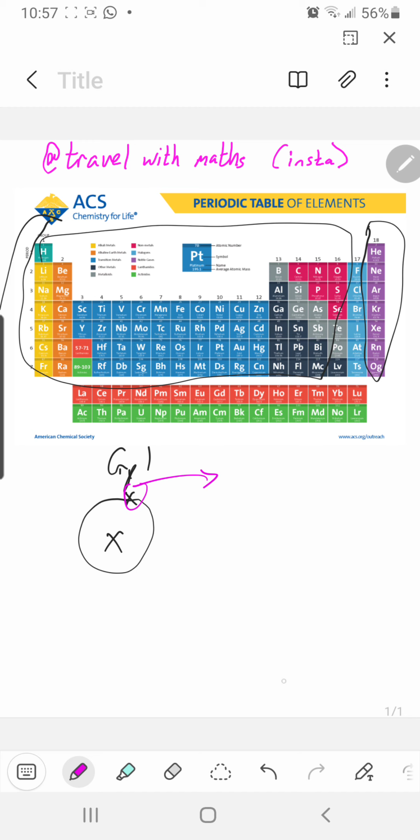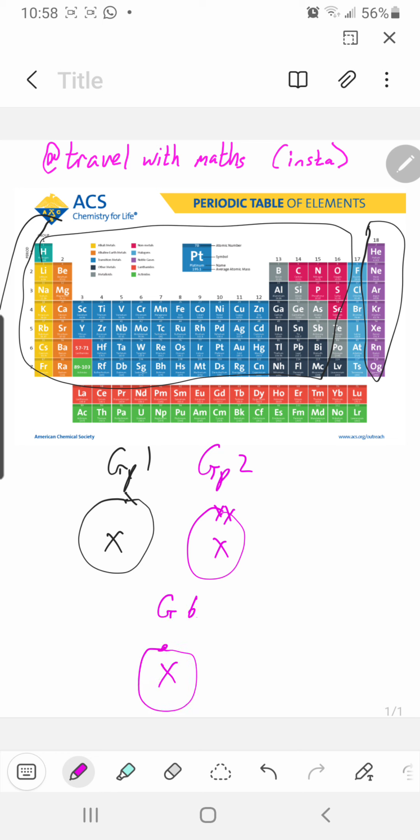Same for group 2. Group 2 elements have 2 electrons in their outer shell. It will be easier for them to lose those 2 instead of gain 6 to become full. So they lose those 2 electrons. And let's say group 6. Group 6 elements have 6 electrons in their outer shell. Is it easier for them to lose 6 or gain 2? It will be gain 2, because 2 is a smaller number. So they will gain 2. And same for group 7. Group 7 elements have 7 electrons in their outer shell.